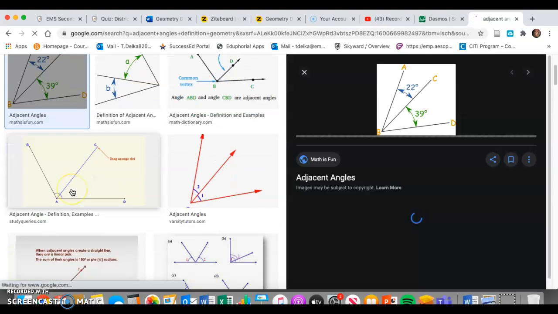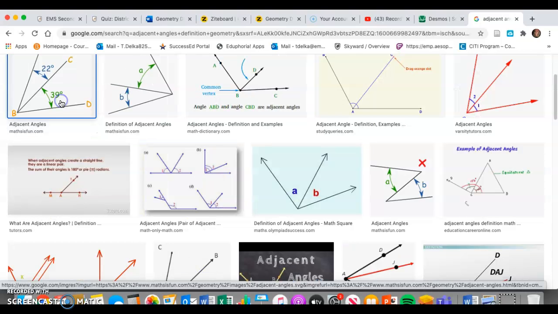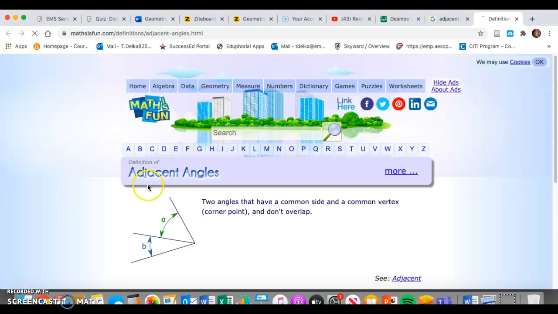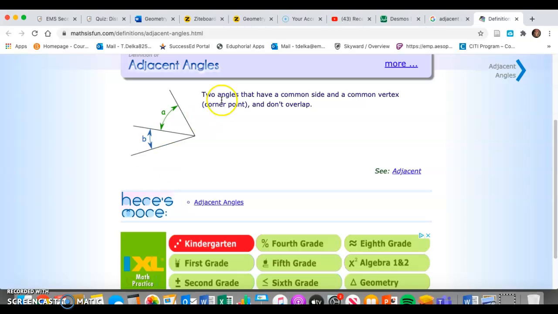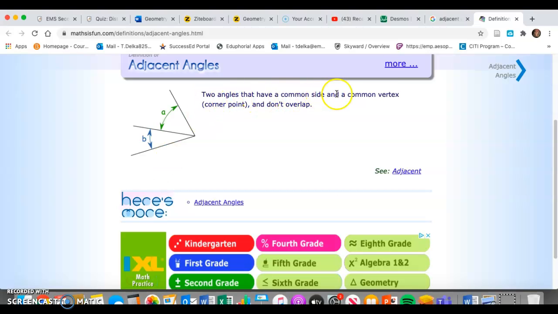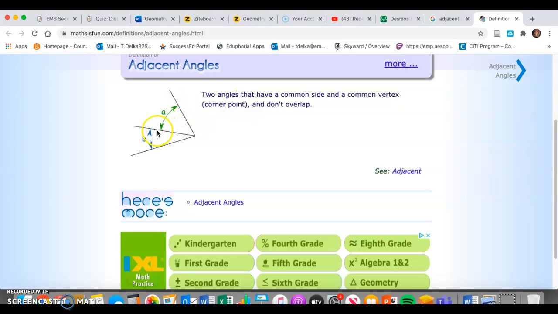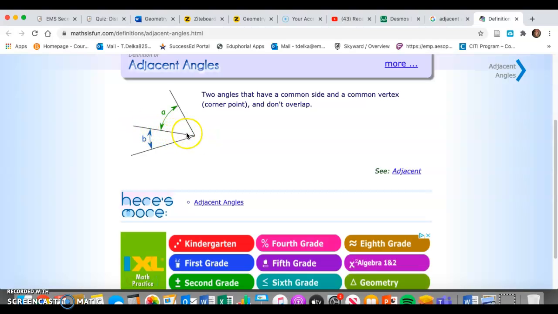Okay, so it says, if I can find my definition, because I would rather do that. There we go. Again, it takes me to Math is Fun. I love Math is Fun. Okay, so two angles that have a common side and a common vertex, or a corner point, and they don't overlap. We see here this one is not overlapping, this one's not overlapping. Here's the shared vertex, this is common, and they have a common side, which is this right here.